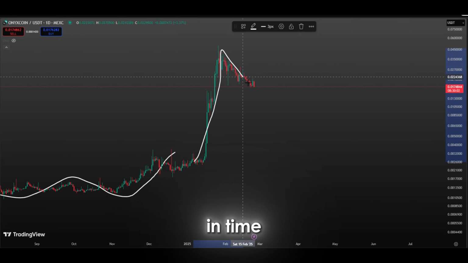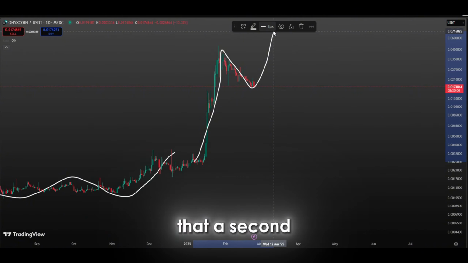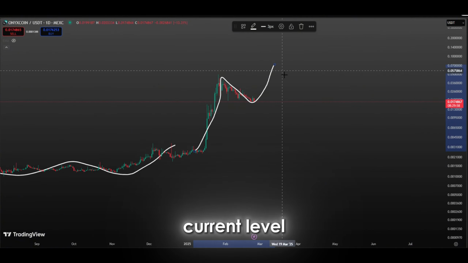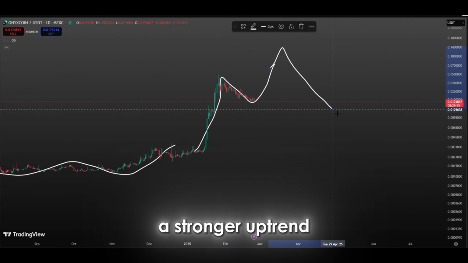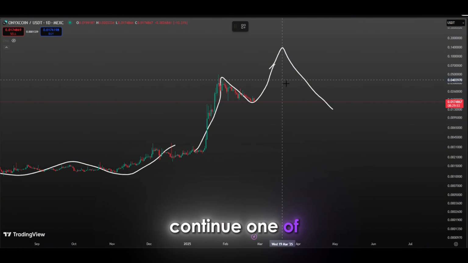At this point in time, the price has only formed a single top. This usually indicates that a second top is likely. If the price forms a second top at the current level, then it can be said that bullish momentum has begun and will herald a stronger uptrend. Such a move could be a strong signal that the bull market will continue.